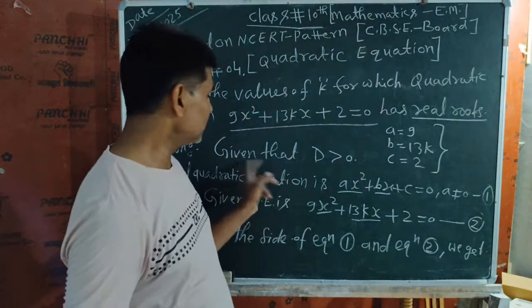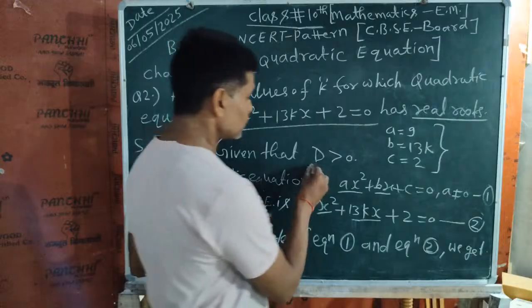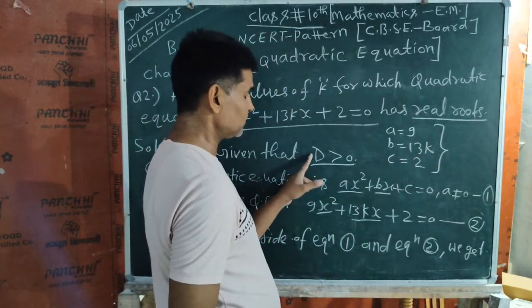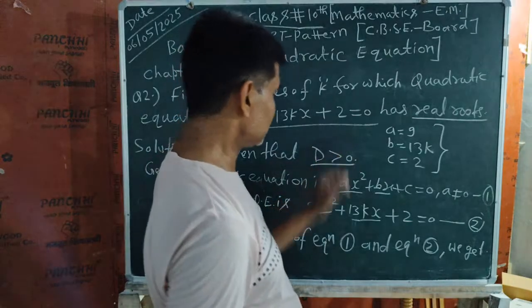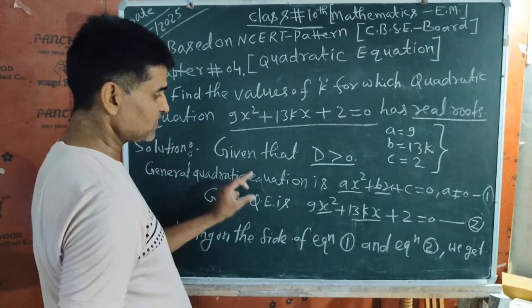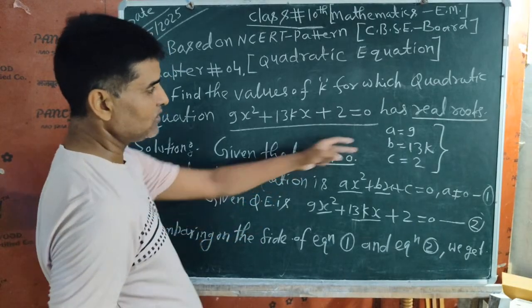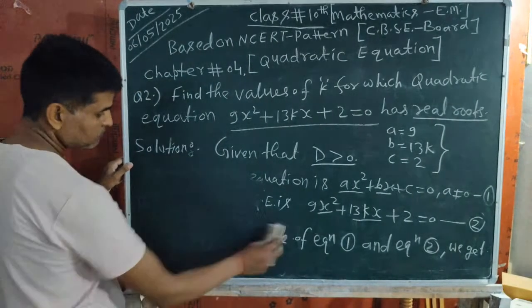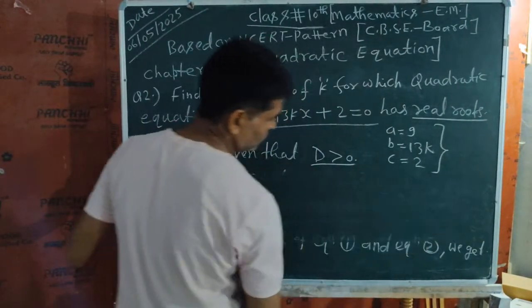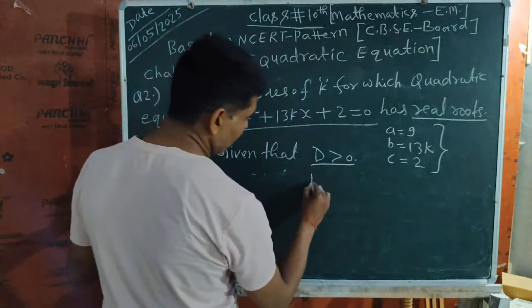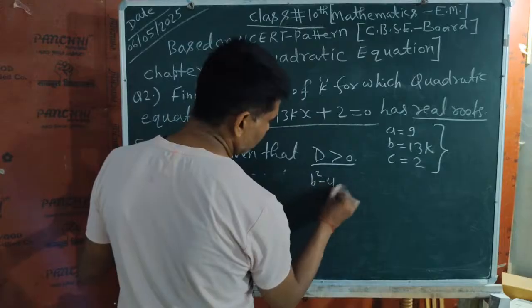Now the given information is that both roots are real and distinct, that is, the value of D is greater than 0. Now further I am going to erase this information and I will solve this condition. So the value of D I will write as b square minus 4ac.